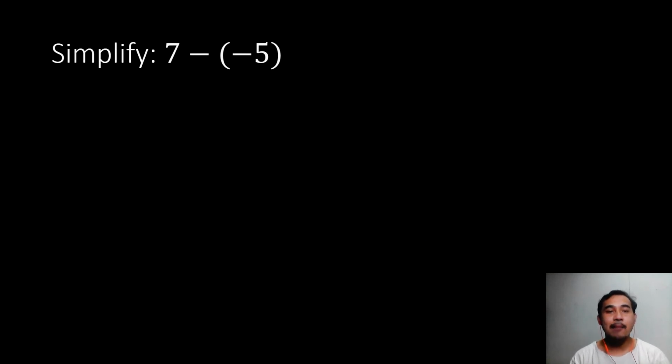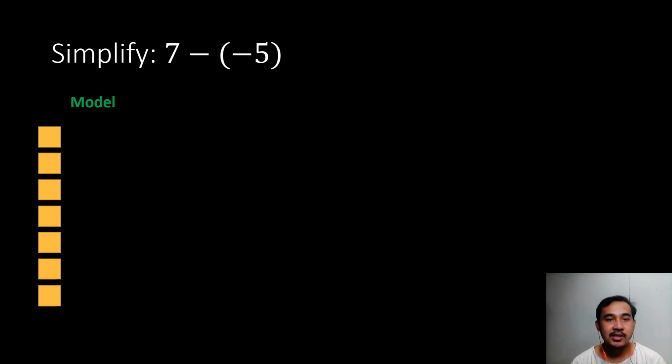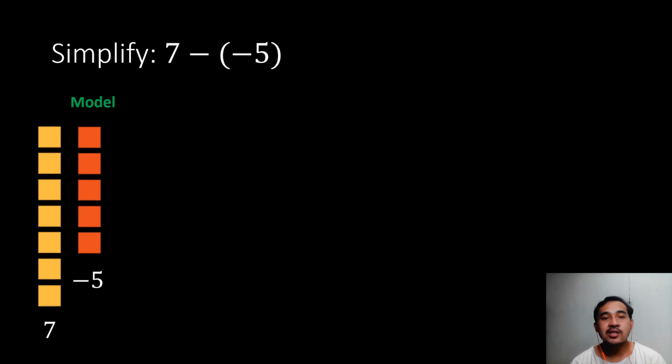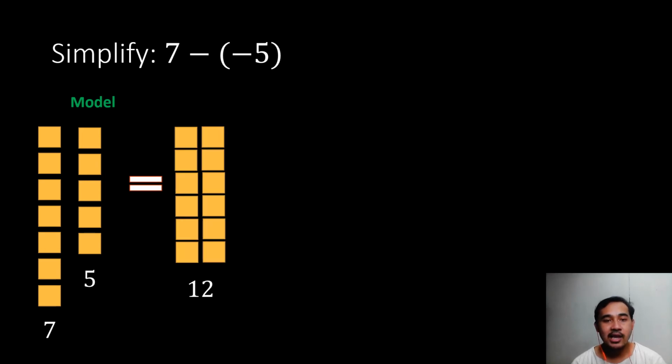Another example, 7 minus -5. So in the model, we have here 7, and then we have here -5. Now, changing the sign of the subtrahend, it turns out to be a positive, and since they are the same sign, you just need to combine them, and the answer is 12.